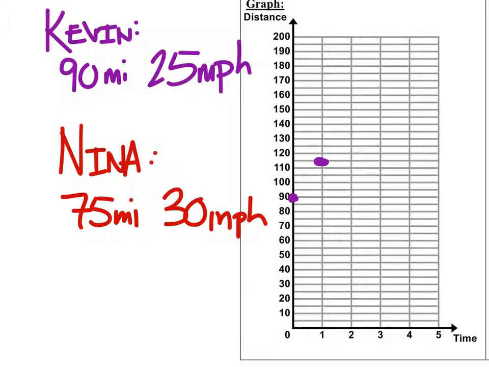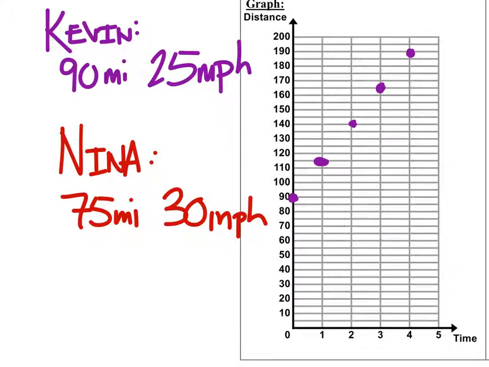So is everyone good with why after 1 hour he's at 115 miles? Another hour would put him another 25 miles ahead, so 140 in 2 hours. Another 25 is 165. Will Nina catch up? And then another hour, 165 plus another 25 is 190. All right, so this makes up Kevin's line.